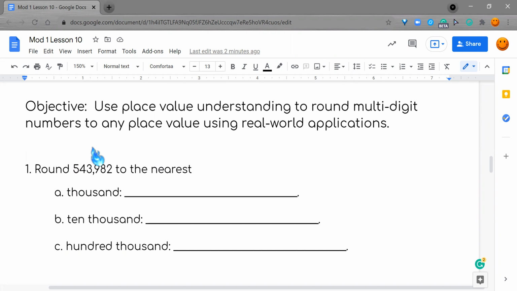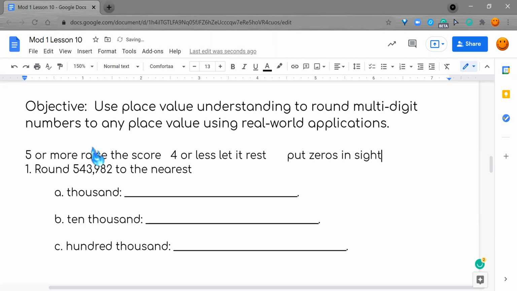So I know 5 or more, raise the score. 4 or less, let it rest. And then put zeros in sight. These are all important so that we remember how to round. Okay? So now I need to find the thousands place. And if you notice, I have all the numbers, I only have it once.